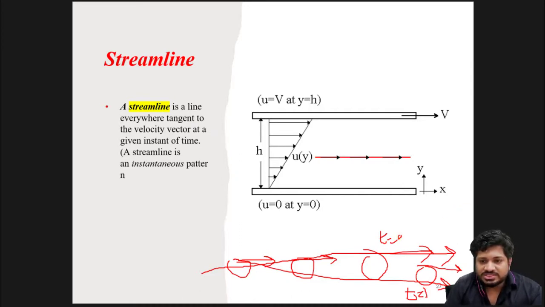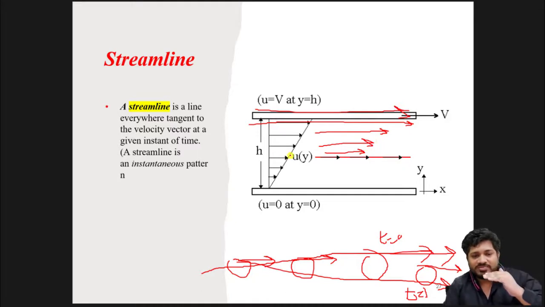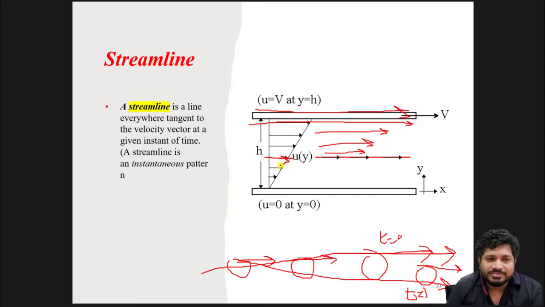If you consider this simple shear flow example, which we have already done, the fluid is moving because the upper plate is moving, and then slowly the other layers are also moving in this direction. So the streamline is following the path of the velocity vector. This is the velocity vector, and the streamline is following that path.